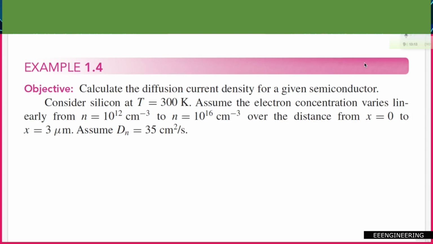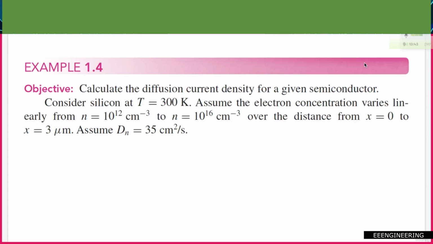That's really important, because we are actually about to get the derivative of the concentration. So it is important to have the information that it actually varies linearly, because otherwise you wouldn't be able to calculate the derivative of the concentration. Anyways, it starts from n is equal to 10^12 and moves up to n is equal to 10^16 over the distance from x is equal to 0 to x is equal to 3 micrometer. Assume you have a diffusion coefficient, which is 35 centimeters squared per second.